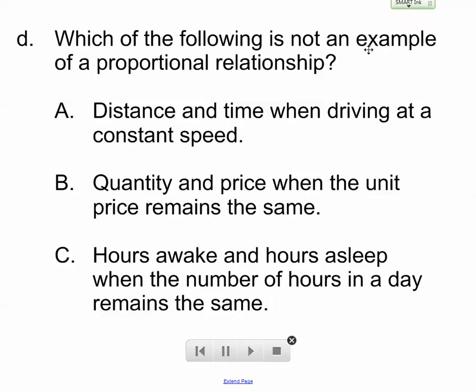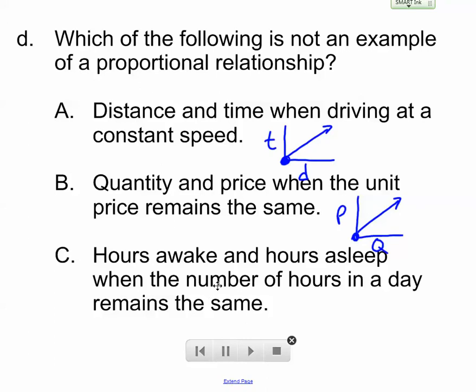Which of the following is not an example of a proportional relationship? Let's see. Distance and time when driving at a constant speed. Let's make a quick graph here. Your distance is going to be 0 when you haven't traveled any time at all, so that works. And as your distance goes up, your time goes up. So that is an example. What about quantity and price when the unit price remains the same? If you don't buy any quantity of anything, it's not going to cost you anything. And as the quantity goes up, so does the price. So that is a proportional relationship.